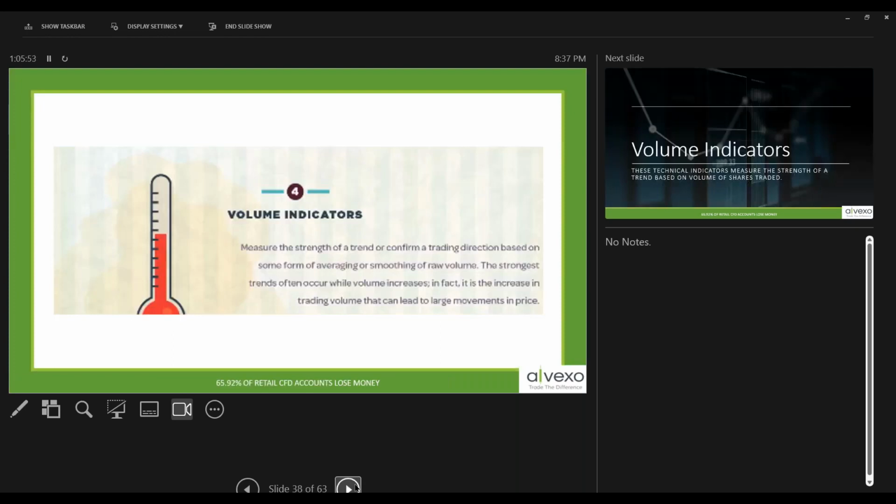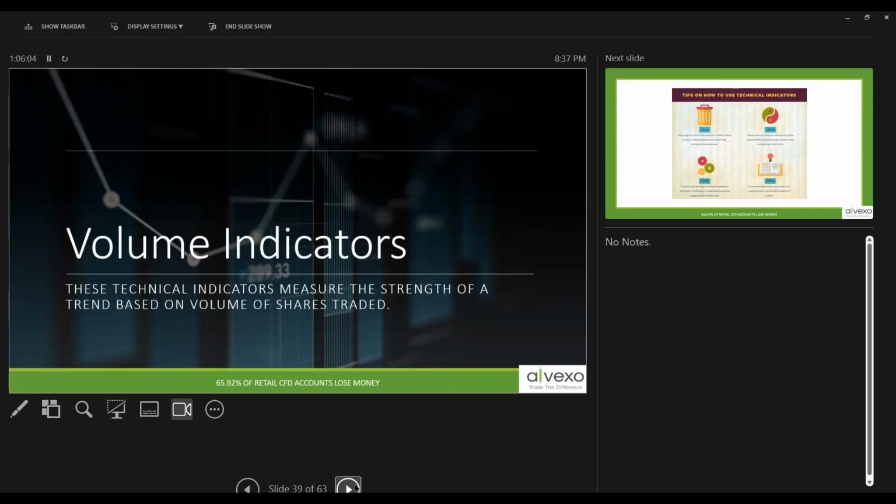Then we have volume indicators, okay, which measure the strength, trend, and confirm the direction based on some sort of averaging and smoothing of the raw volume. These technical indicators measure the strength of a trend based on volume of, as I explained, shares traded, CFDs traded, or contracts changed.